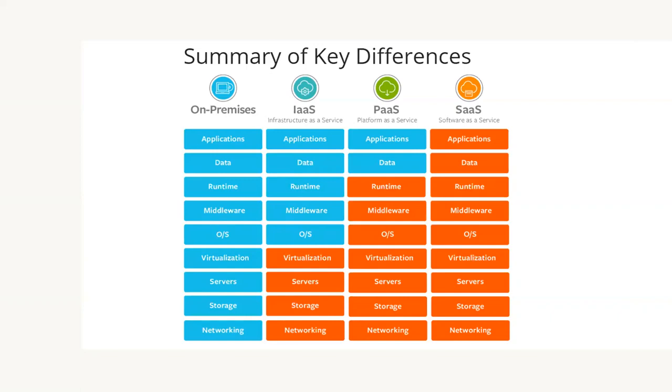If you look at software as a service, all the control will be with Oracle. Oracle will maintain the application, data, middleware, servers, storage, and networking. Everything will be handled by Oracle. If you take platform as a service, the customer will have access and control over the application and the data, but the middleware, servers, and storage will still be handled by Oracle.